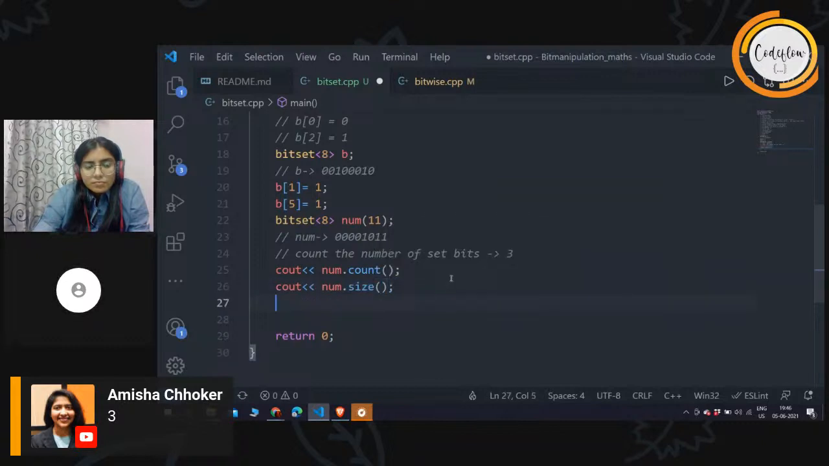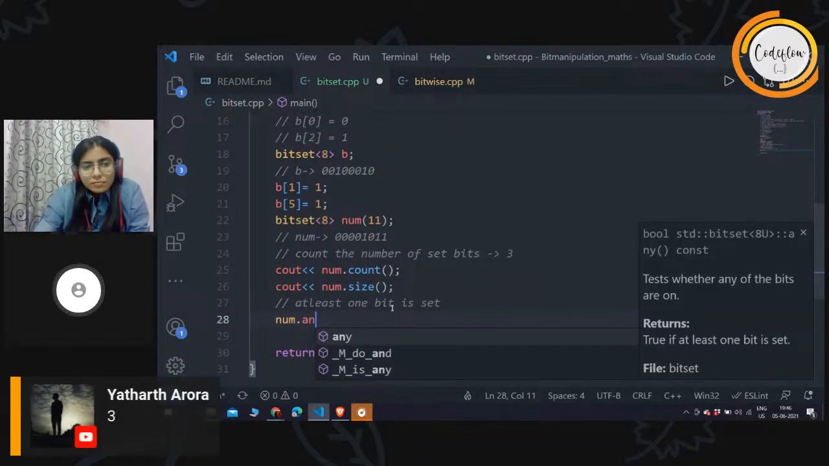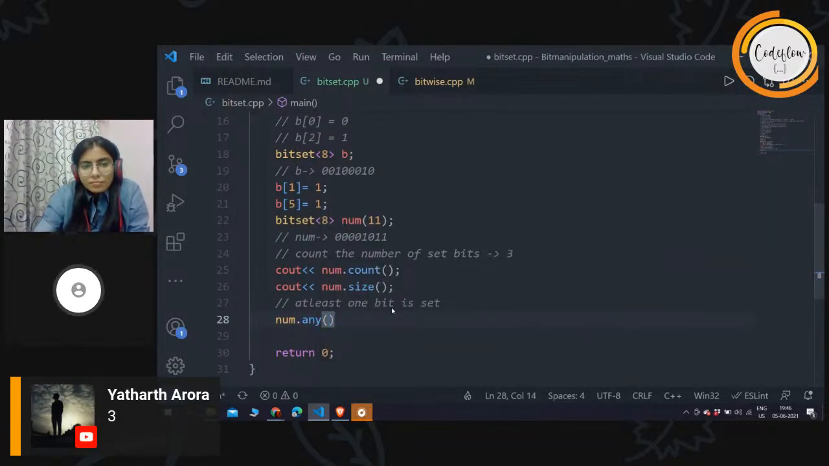उसके बाद if I want to check if at least one bit is set in my number, I can just do num dot any. It will return true, I mean 1, in case at least one bit is set. It returns false if all the bits are unset. For example, in case of 0000, it will give me answer as false, and in case of 0001, it will give me true.